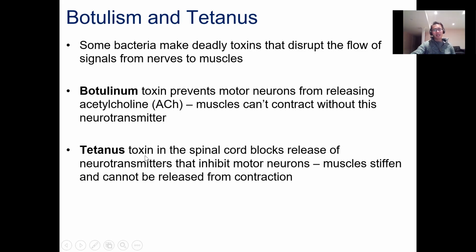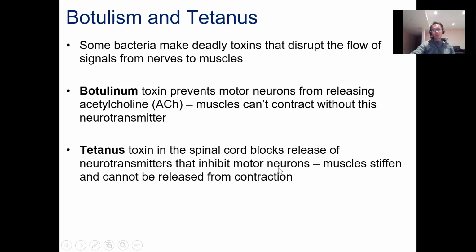Next, we have tetanus. Okay, tetanus is a toxin that is also released by bacteria, and this one blocks the release of a neurotransmitter that inhibits the motor neuron.